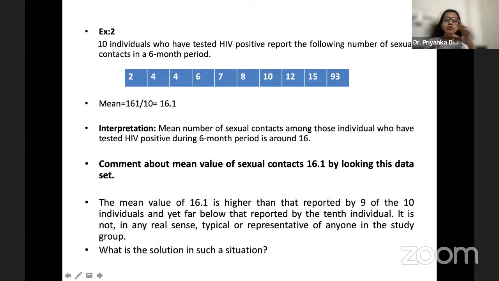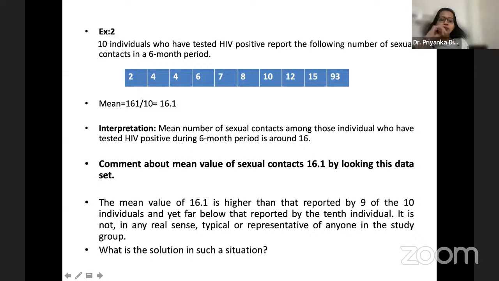Okay? So you can see that if your data set is heterogeneous or some outliers are present, in that situation we are not going to prefer the mean. We should believe the median, because in that situation the median will give us the correct idea about the central part of the data set. Is it okay?